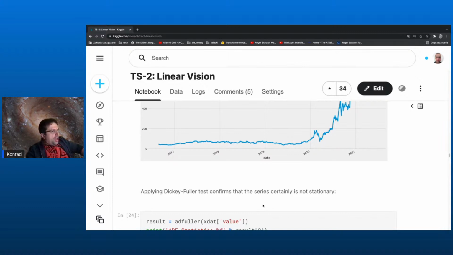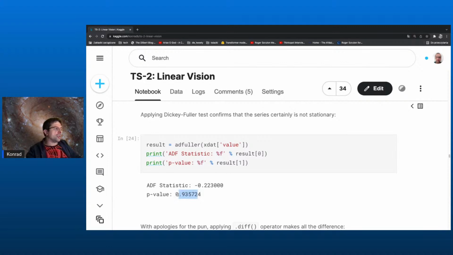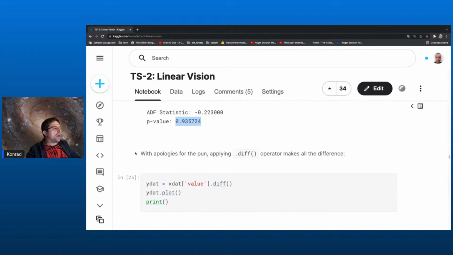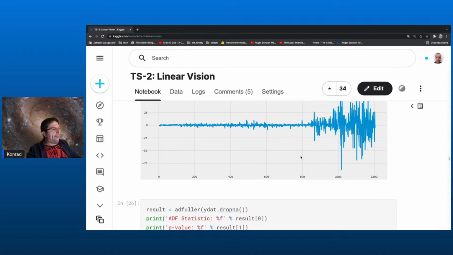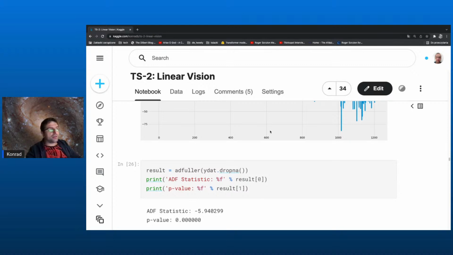We can use Dickey-Fuller, which, imperfect as it is, is a nice tool we keep using for checking for stationarity. Yep, most certainly non-stationary, with a p-value of 0.93. Okay, what if we take a difference? First difference of the series. Okay, a bit more stable, at least insanely unstable, but around zero, which means we got rid of at least some of the trend.